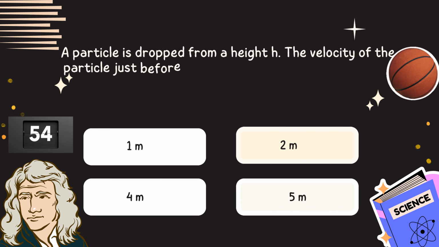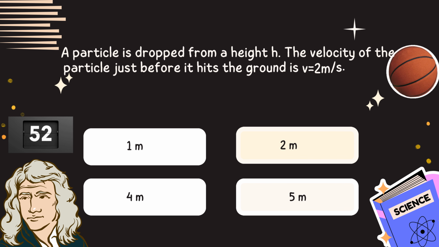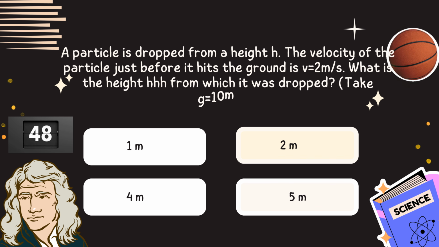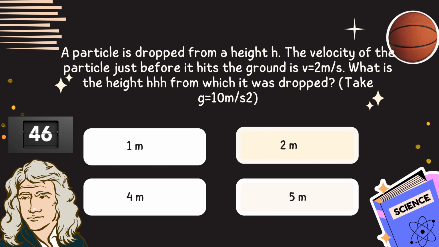A particle is dropped from a height h. The velocity of the particle just before it hits the ground is v equals 2 meters per second. What is the height h from which it was dropped? Take g equals 10 meters per second squared. Options are 1 meter, 2 meters, 4 meters, and 5 meters.